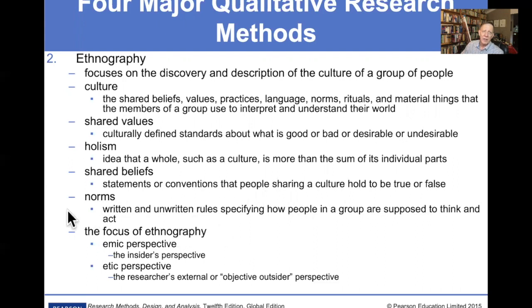The focus of ethnography, this is interesting, and these are two terms that we need to know: emic and etic. Emic perspective means the insider's perspective, from inside. If you are a participant or immerse yourself within a culture, you provide an emic perspective. If I, as a researcher, go to your photography club and try to understand it from the outside, it's an etic perspective. Right. Two important terms.